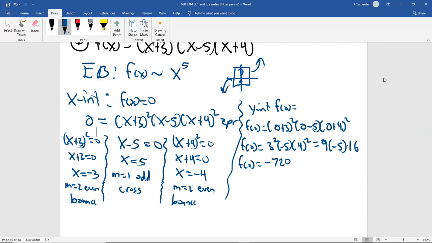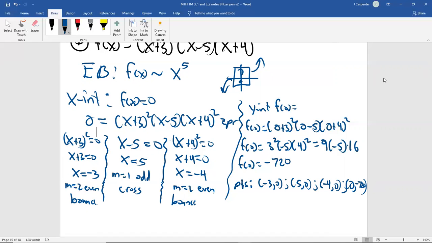So between the x-intercepts and the y-intercept, we have 4 points. We have (negative 3, 0). We have (5, 0). We have (negative 4, 0). And we have a pretty ridiculous one, (0, negative 720). Sorry, I had to squish that 720 in there.